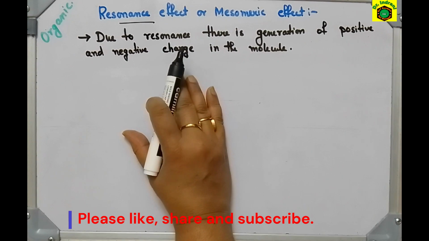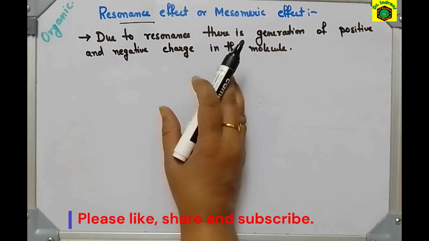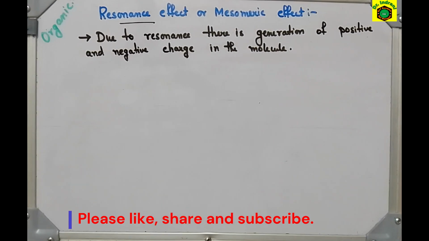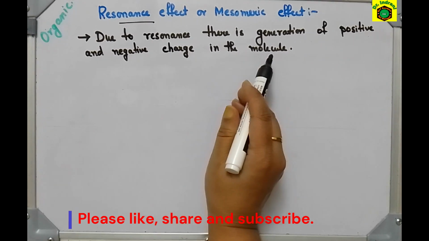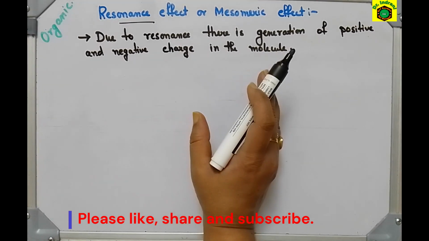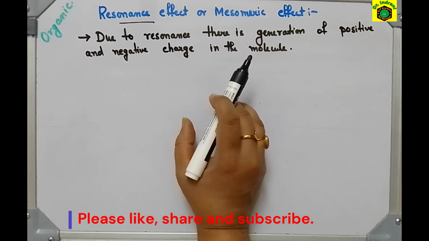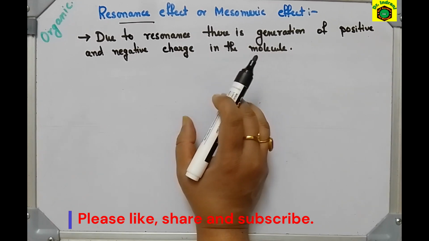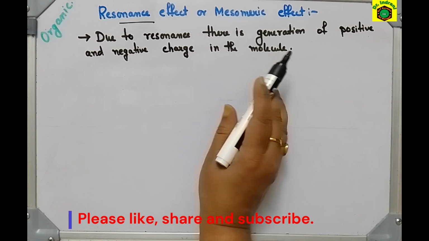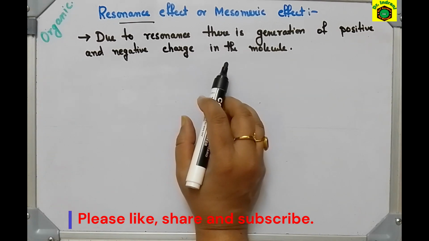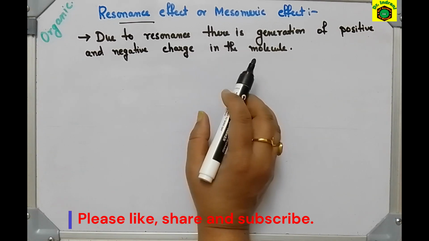Our next topic is resonance effect or mesomeric effect. So what's the difference between resonance effect and mesomeric effect? Both are almost similar. Resonance involves displacement or movement of electrons in conjugated system, and due to resonance there is generation of positive and negative charge, that is polarity, in the molecule.